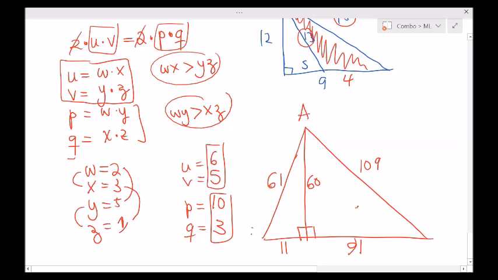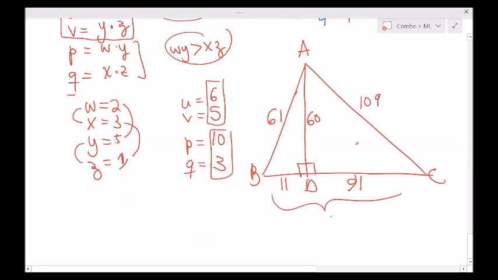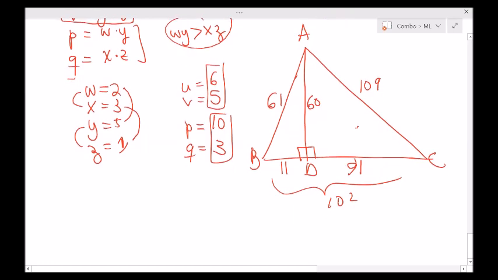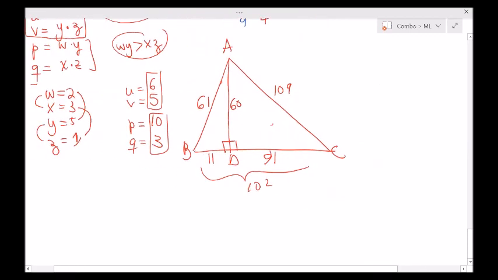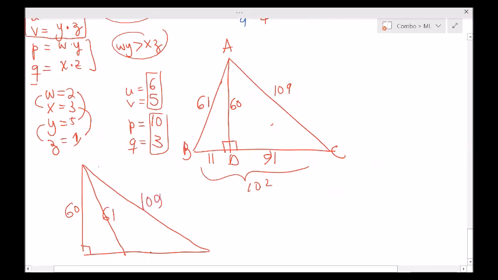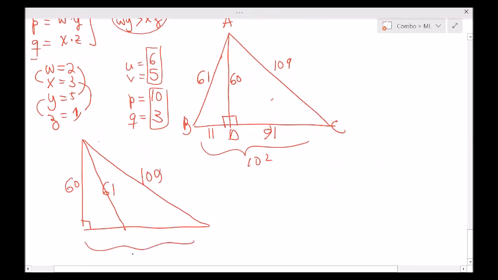Another way, so triangle ABC, and D is here. Alternatively, the side length here is 102. Yeah, 102. Alternatively, instead of putting them side by side like that, I could have subtracted. Let me make it slightly smaller and do it over here. So this is a 60, that's a 61, that's a 109, and the whole thing is 91. This one is 11, so this one is 80.